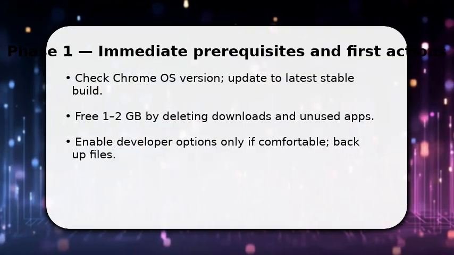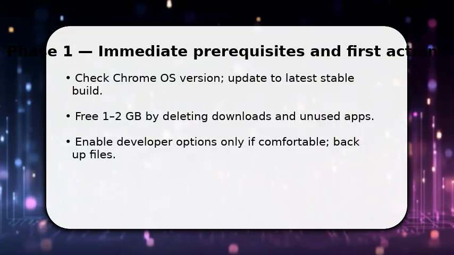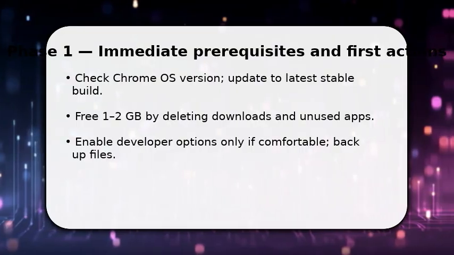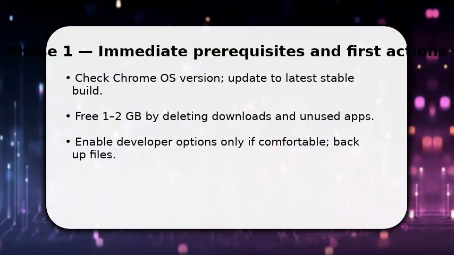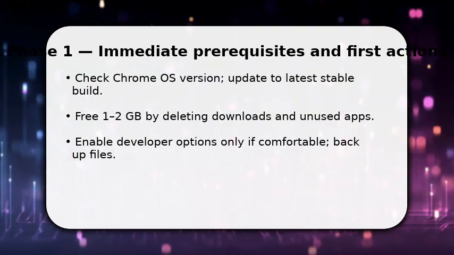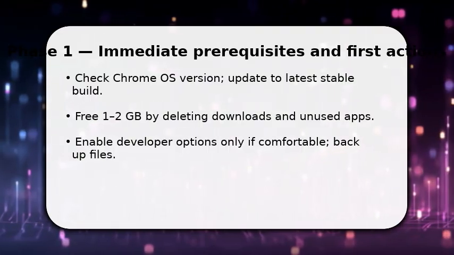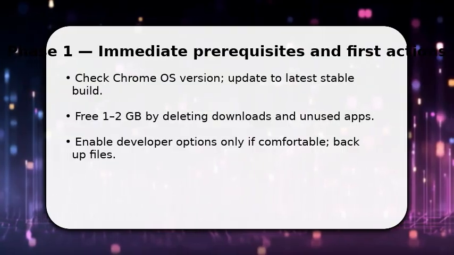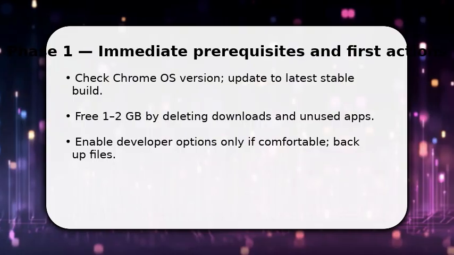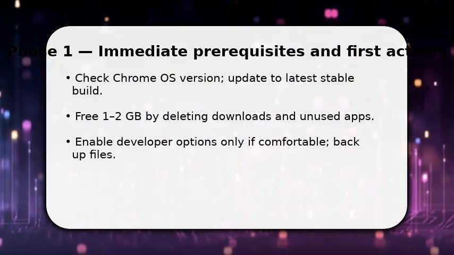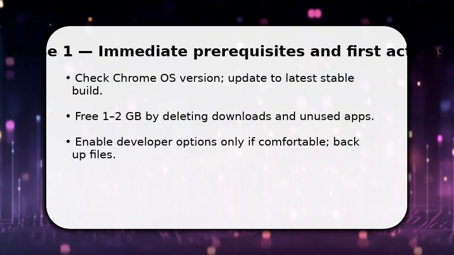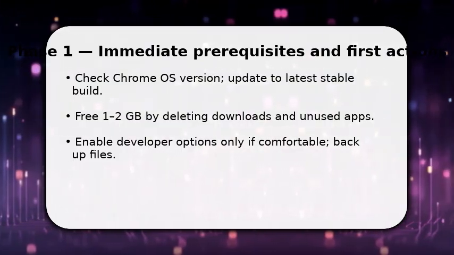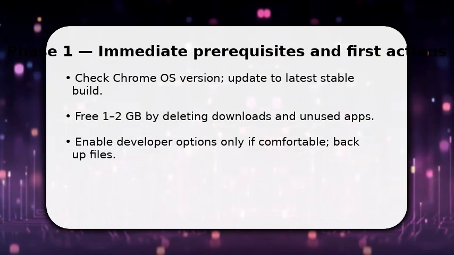You begin by preparing the Chromebook so Roblox runs without early bottlenecks. Update Chrome OS now because patches often improve performance and security. Once done, clear at least 2 GB, remove large downloads, uninstall unused apps, empty the trash. This reduces swap pressure. If you know what you're doing, enable developer options for deeper tweaks, but back up your files first. This prevents accidental data loss and lets you revert if a change causes instability.